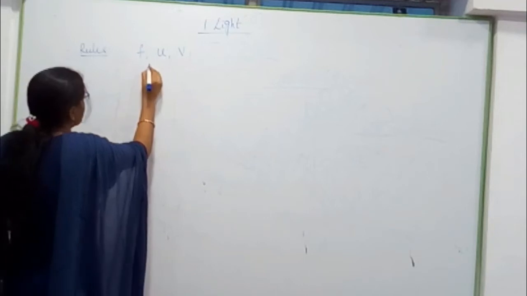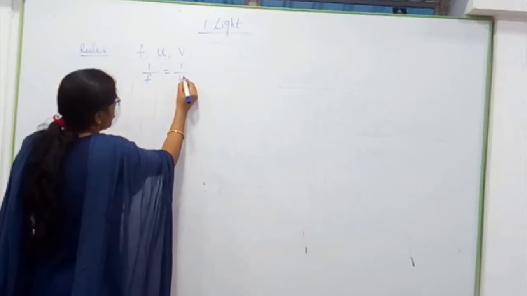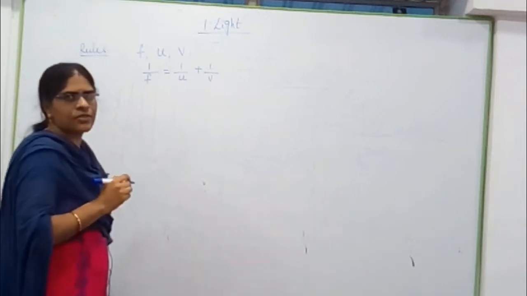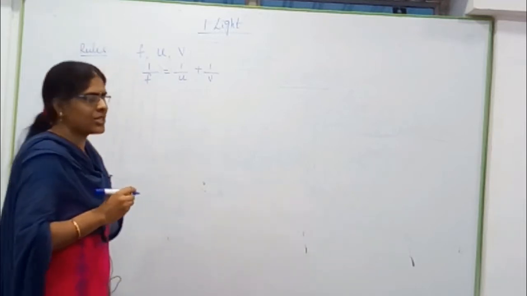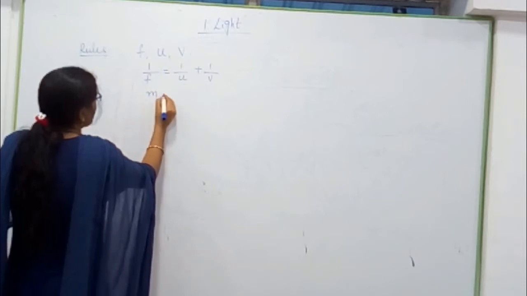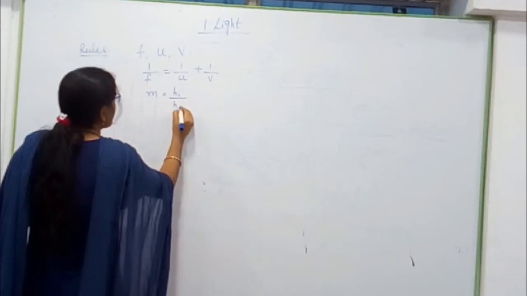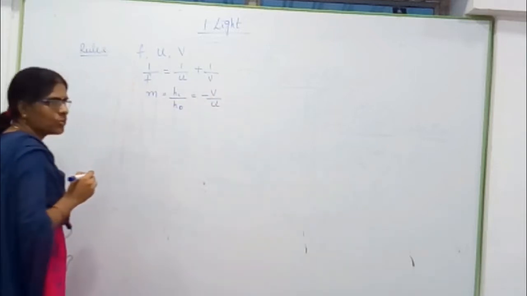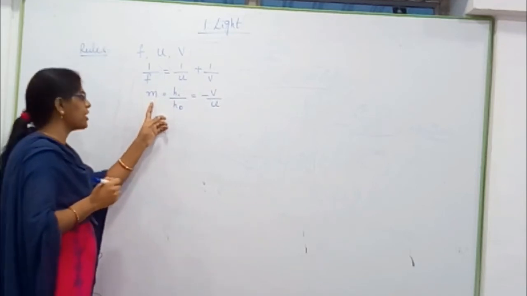Now we said the relation is 1 by F equal to 1 by U plus 1 by V, where F is the focal length, U is the object distance, V is the image distance. Next we said that magnification M equal to Hi by Ho, which is equal to minus V by U. Here magnification we always denote with M.